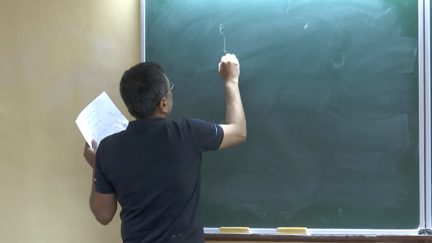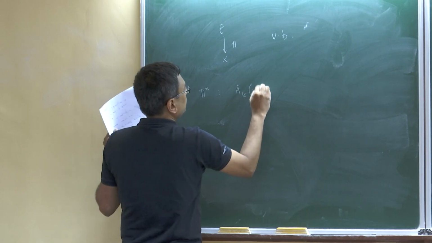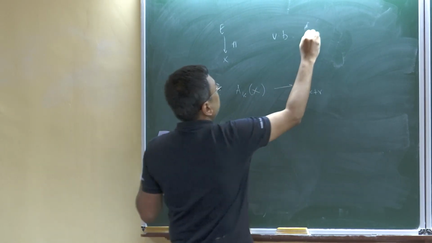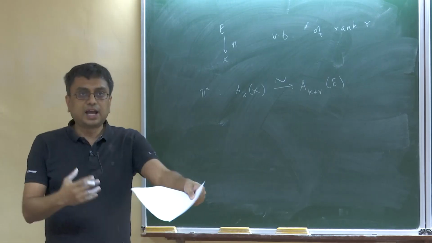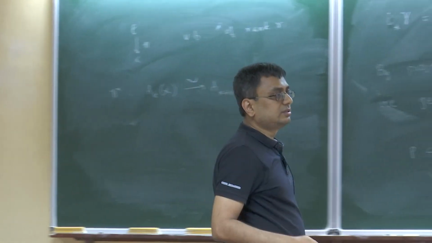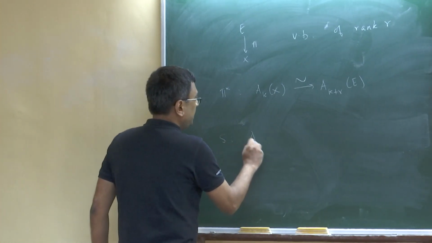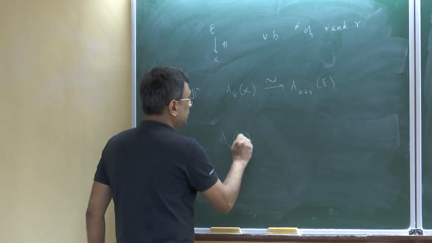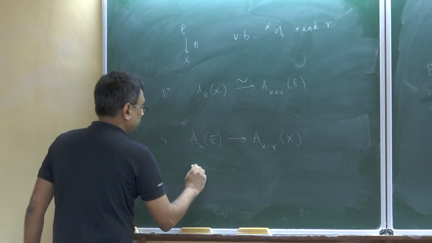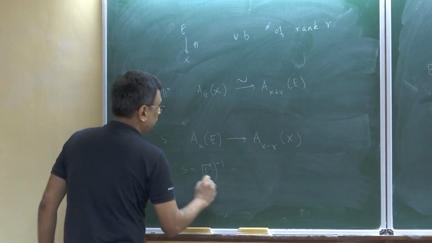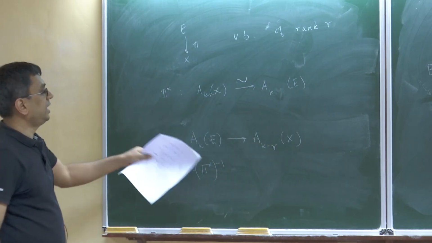So if E over X is a vector bundle of rank R, we just showed that pi upper star from AK of X to AK plus R of E is an isomorphism, and therefore I have an inverse. Every K plus R cycle is a pullback from a K cycle. So therefore I have maps S from AK plus R of E to AK of X, which is S equal to pi upper star inverse of this map, because these are isomorphisms. So for all K I have such isomorphisms.